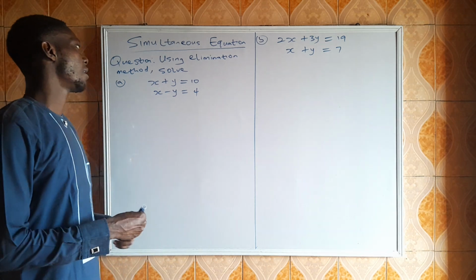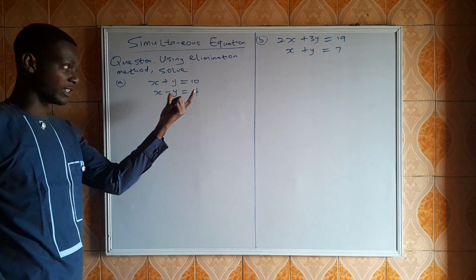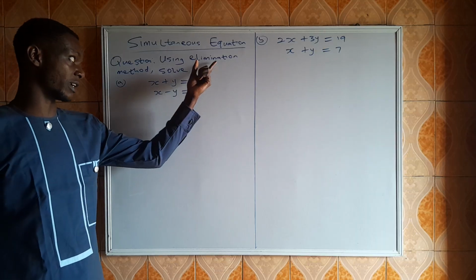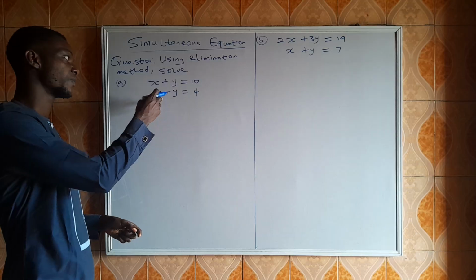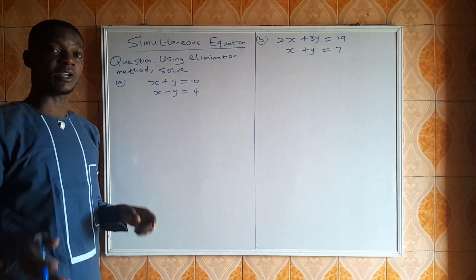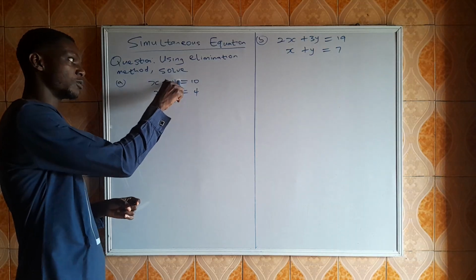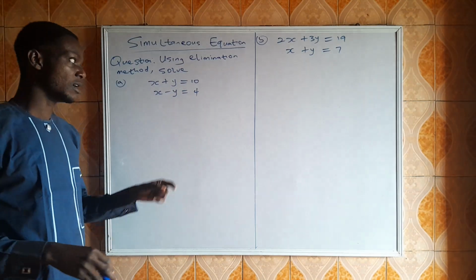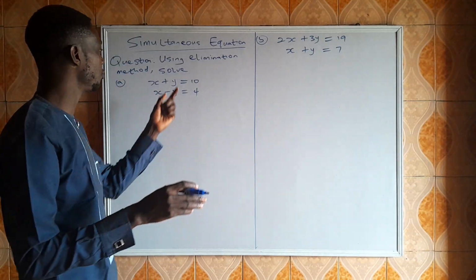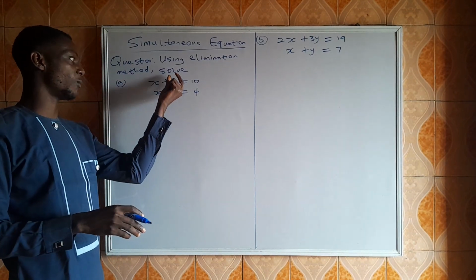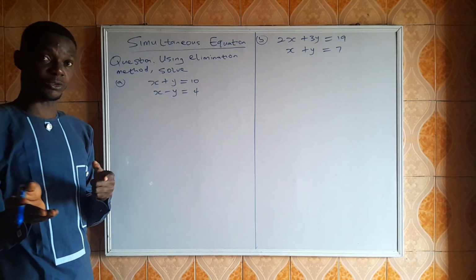So we're given this example. This is the most basic, simplest question under this elimination method. If you are given x plus y equals 10 and x minus y equals 4, remember, I want to find the values of x and y that satisfy these two equations at the same time. For the elimination method, that means you eliminate y from the two equations, or you eliminate x from the two equations.